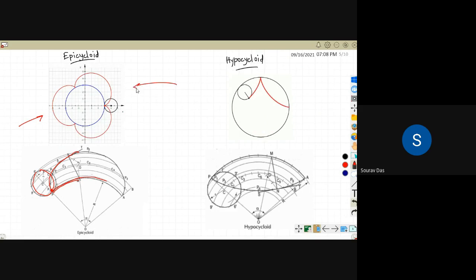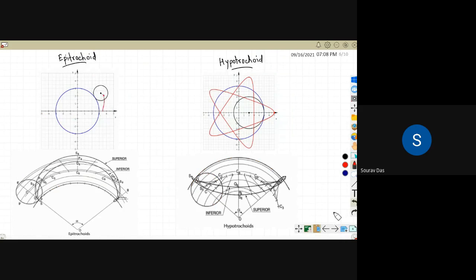In epicycloid, the generating circle is outside the circle, and for hypocycloid, it is inside the circle. So in this case, this circle is rolling inside another circle, and if this is the point, the locus of that point will be known as hypocycloid.